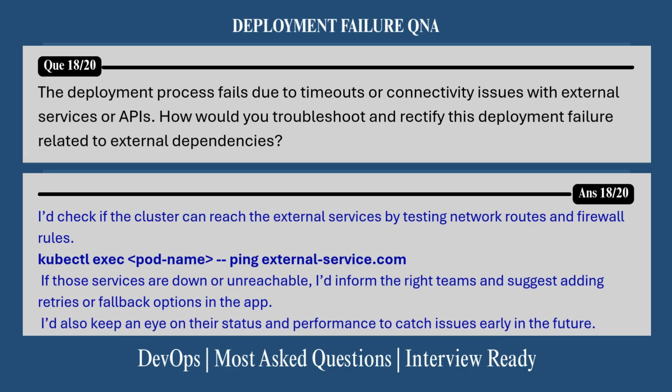I would check if the cluster can reach the external services by testing network routes and firewall rules. I may use a command like kubectl exec pod-name -- ping externalservice.com. If those services are down or unreachable, I would inform the right teams and suggest them adding some retries or fallback options in the app. I would also keep an eye on their status and performance to catch issues early in the future.